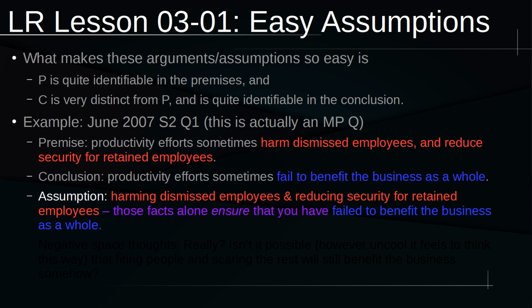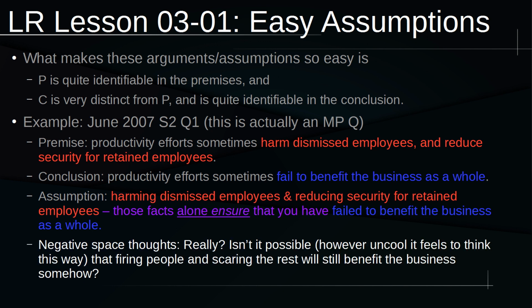So for the assumption, I'm going to say that harming dismissed employees and reducing security for retained employees, those facts alone ensure that you have failed to benefit the business as a whole. So you can see echoes of the general form of the assumption very clearly in the way that I formulated the link between red idea and blue idea here. And now the good stuff, negative space. So what am I thinking in terms of negative space?